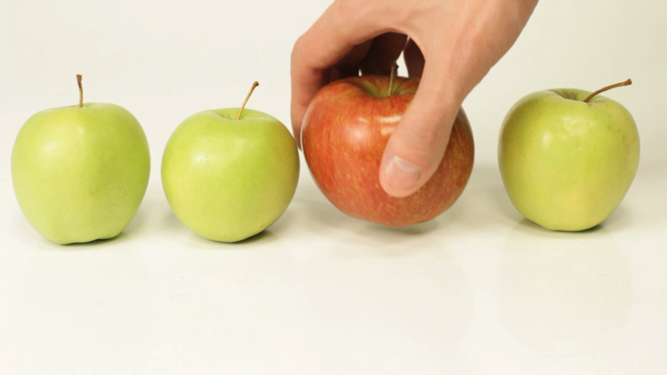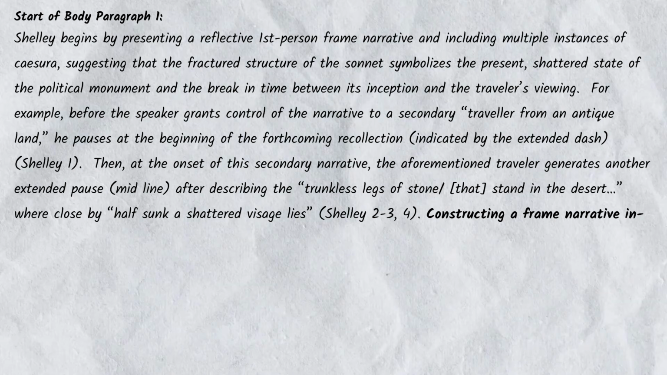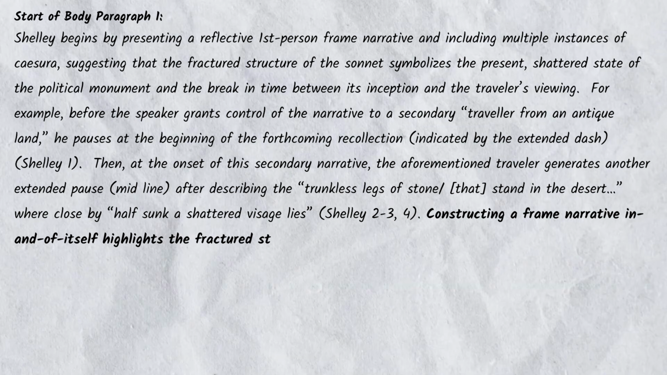Now, in the second part of my first commentary sentence, I have to connect this evidence to the claim of my topic sentence. So, I'm going to choose one of the verbs offered to me, and then I'm going to connect it to the part of my topic sentence that the frame narrative proves. In this case, it's the shattered state of the statue. So here's what my first commentary sentence would look like if I added the second movement in the template. Constructing a frame narrative in and of itself highlights the fractured state of the statue.